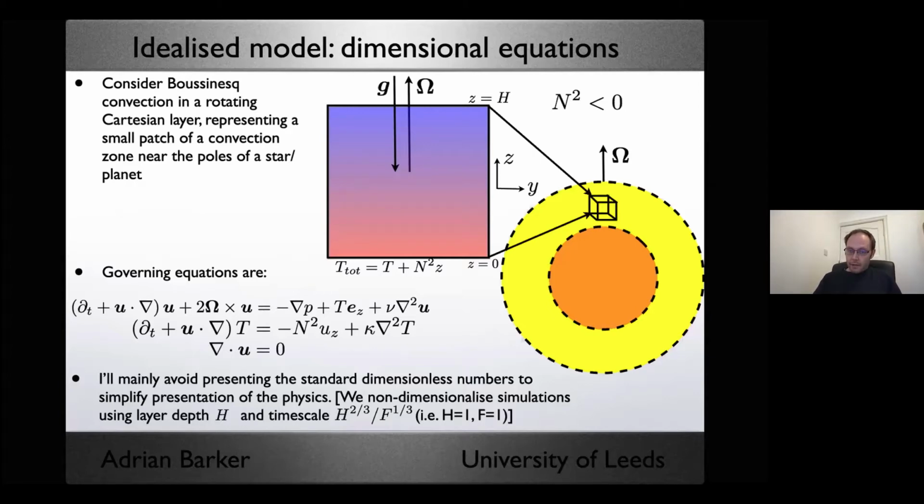So this model so far is only studying the polar regions of a planet or star, so I'll initially focus on studying the influence of rotation on convection in this model, and then I'll move to general latitudes.